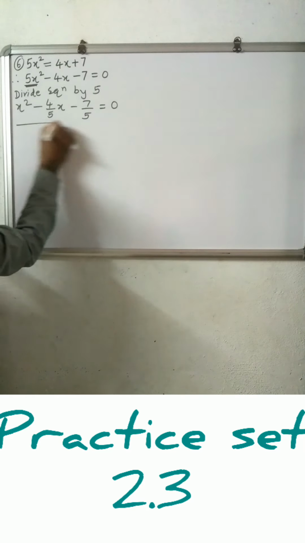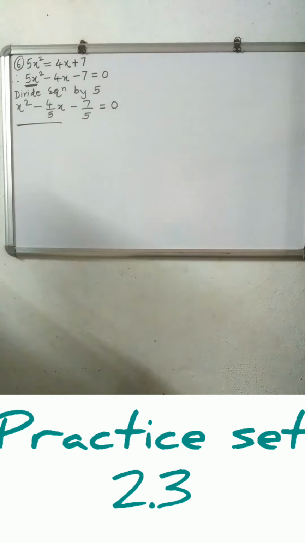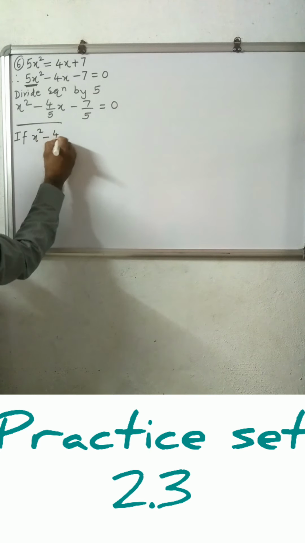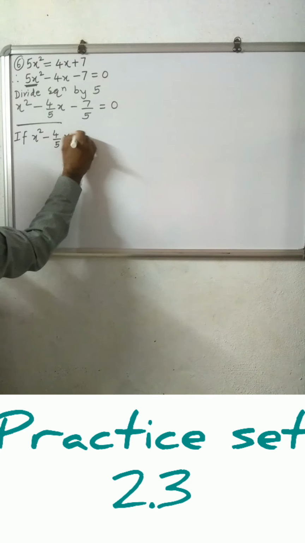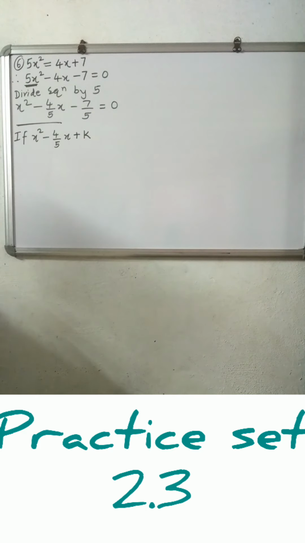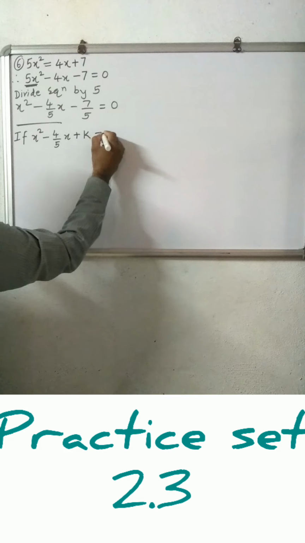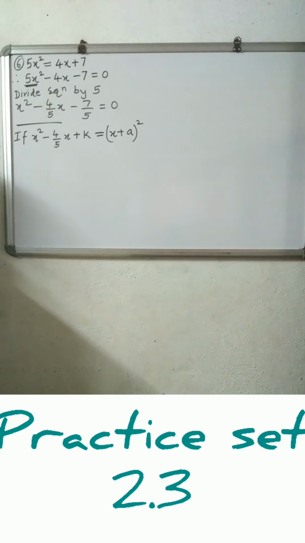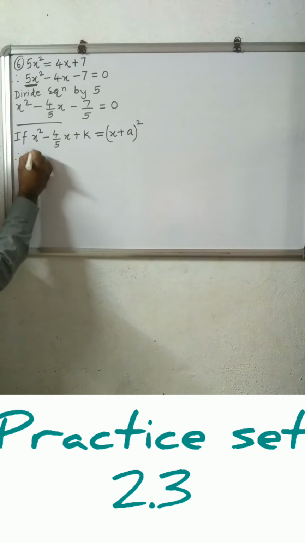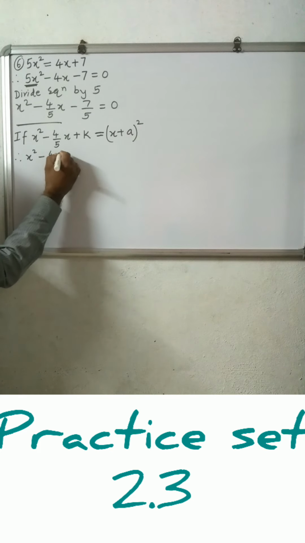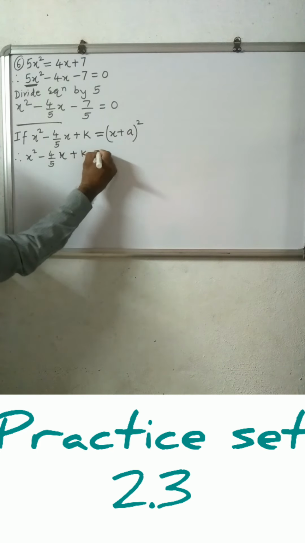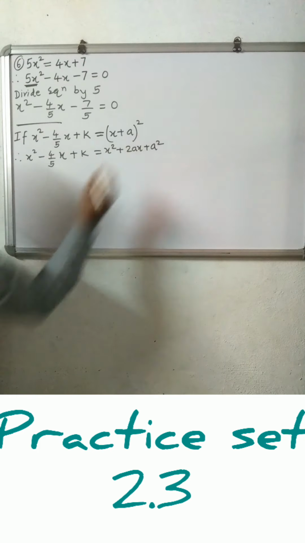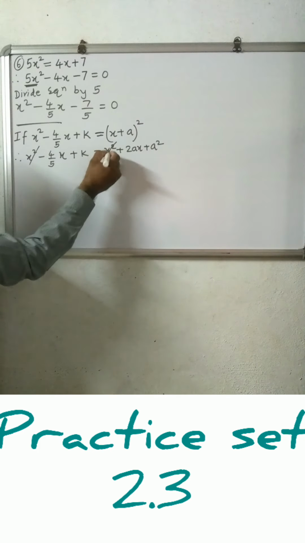Now we start solving by completing square method. So here if x square minus 4 upon 5x, we get here third term, let it be k, plus k is equal to (x plus a) bracket square. Then we get x square, expand right hand side, minus 4 upon 5x plus k is equal to x square plus 2ax plus a square. Now here x square from this equality will get cancelled.